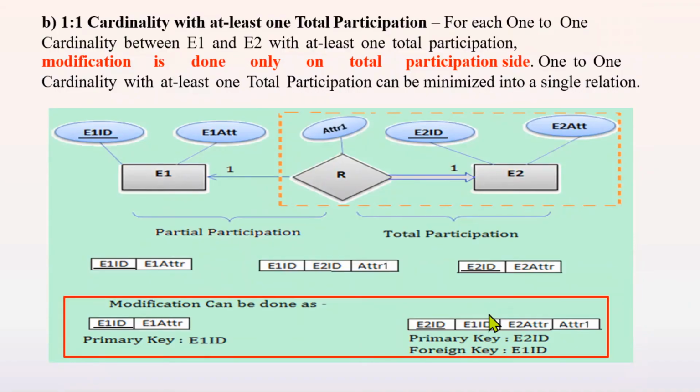The second case with one-to-one cardinality is if we are having total participation on one side. If we are having total participation on one side, then we have to change the rule. We cannot have two options now, because in the last scenario we were having partial participation on both sides. Now we are having total participation on one side, so we need to go with the total participation side only.